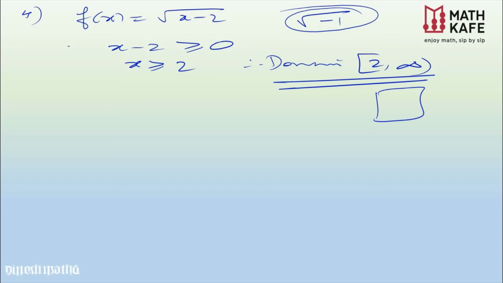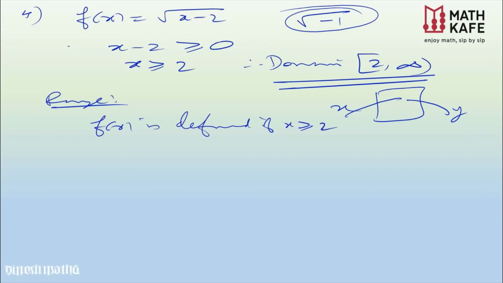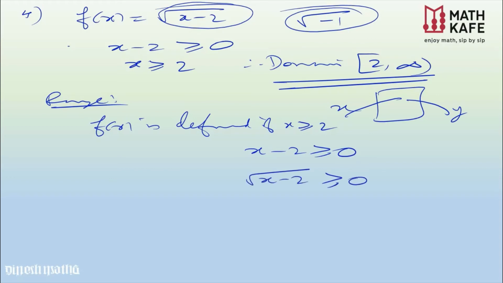Range means we know that whatever your input, the corresponding outputs are the range. For that, this function is defined if x is greater than or equal to 2. From this condition, I am going to create the original function, that is root of x minus 2. This gives you x minus 2 is greater than or equal to 0. You are finding the root, so that also will be greater than 0. You got it? The input is x is greater than or equal to 2.